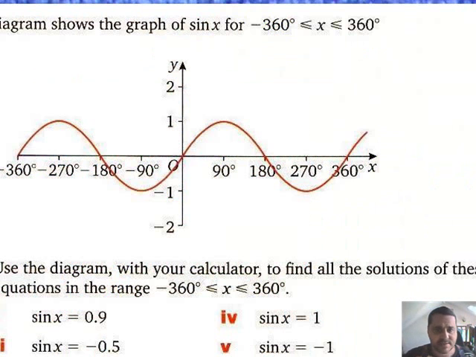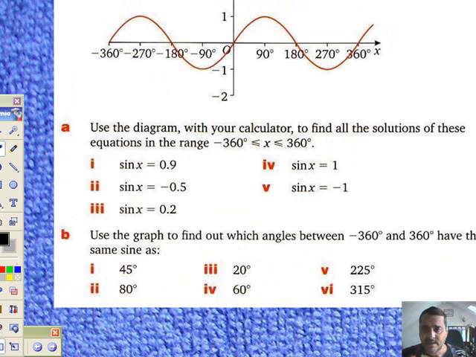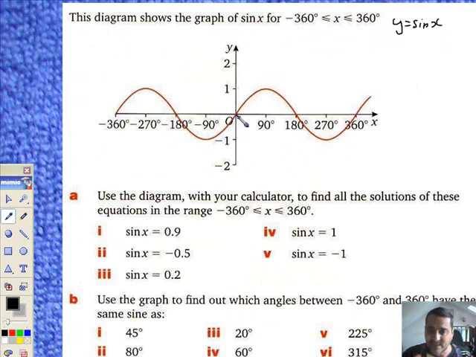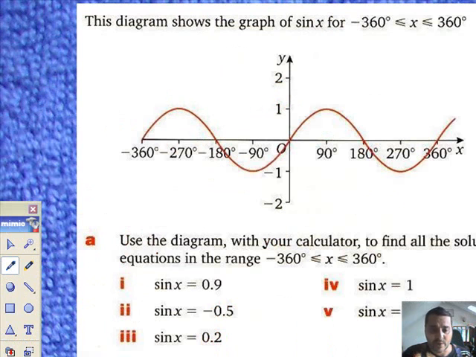Question 2 then. This diagram shows the graph of sine x for values of x from minus 360 to plus 360. In other words, we've got y equals sine x there, and please note that just like the cos curve, it's still cyclical, or rather circular, but it has no line of symmetry about the y-axis, so it's going to be a lot harder to interpret where this is with our extra little diagrams. It says use the diagram and your calculator to find all the possible solutions of these 5 equations, and all the answers you can get between minus 360 and 360.